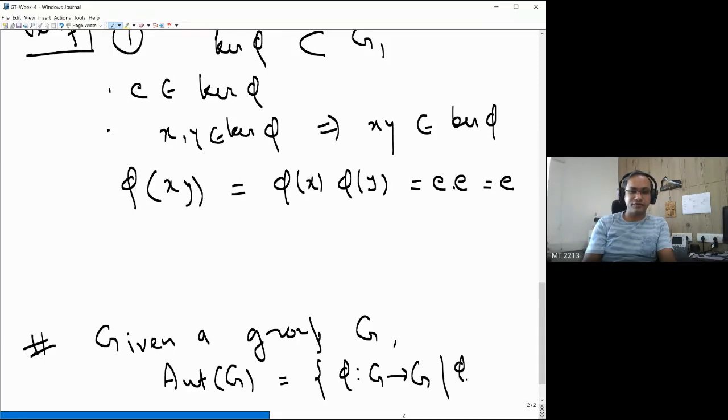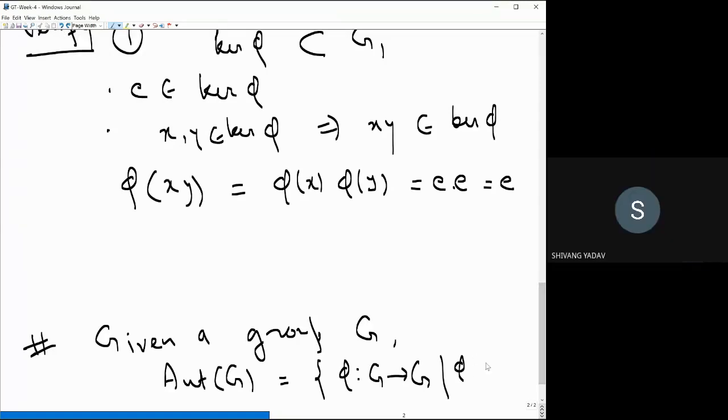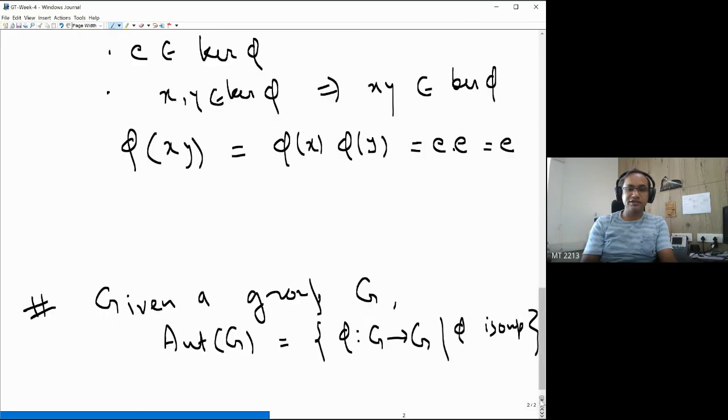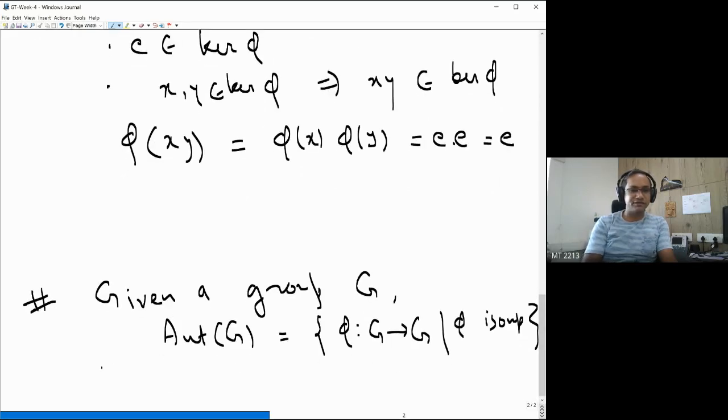The phi automorphism, or other isomorphism, I should say here, because I'm just defining that. I think I defined automorphism, right? Yes. The phi is an isomorphism. So you collect all of these, and this is a group under composition. Under composition.